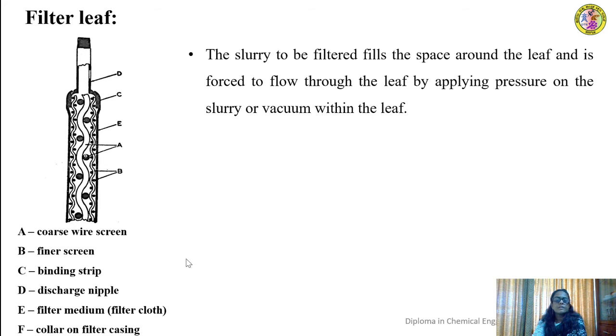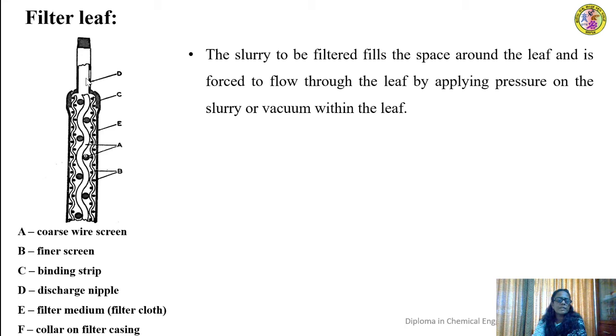Okay. So when this leaf is immersed in a slurry tank, the slurry to be filtered fills the space around the leaf. So the slurry will be around this leaf during the operation and is forced to flow through the leaf by applying pressure on the slurry or a vacuum within the leaf. So that is how it can be employed for a vacuum operation as well as pressure operation.